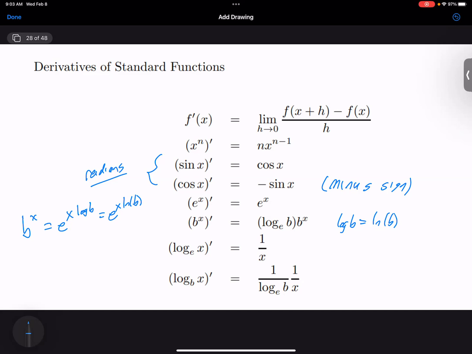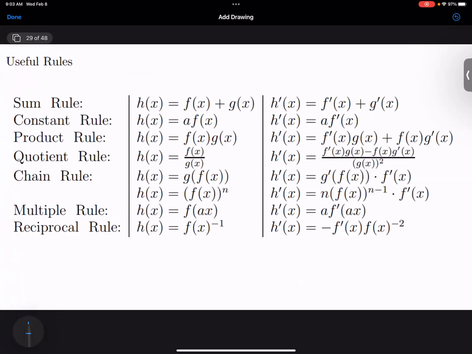Okay. All right. So there's a bunch of rules. All of these rules are essentially coming from algebra and limit laws. A lot of them are the no-duh rules. The derivative of a sum is the sum of the derivatives. Now you have to be careful here. This is for a finite sum.